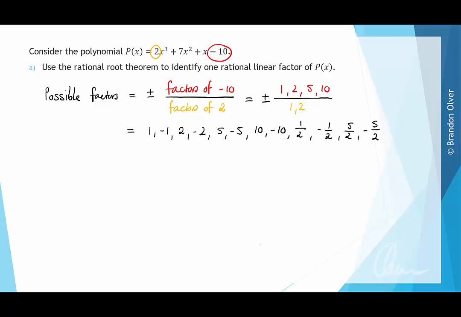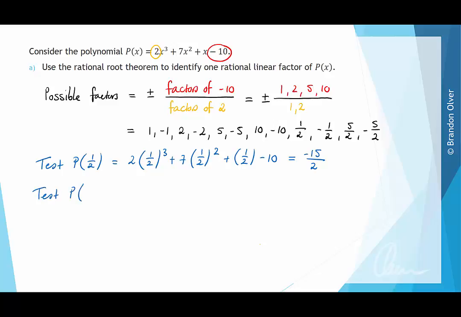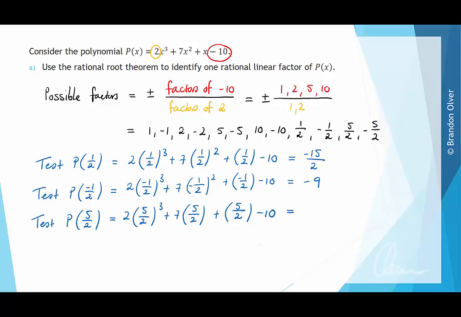We're going to test the non-integer factors of p of x in this example. So the first one we're going to do is test p of 1/2. And if you evaluate that, you find that that is equal to negative 15 divided by 2. Next, we're going to test p of negative 1/2, which is equal to negative 9. So we move on and we're going to test p of 5 divided by 2. And that is equal to 135 divided by 2. So it is also not a linear factor.